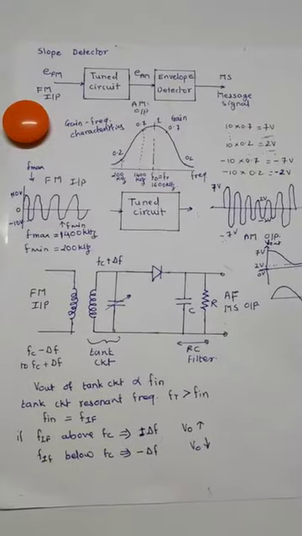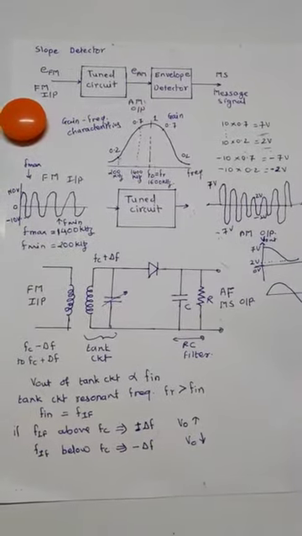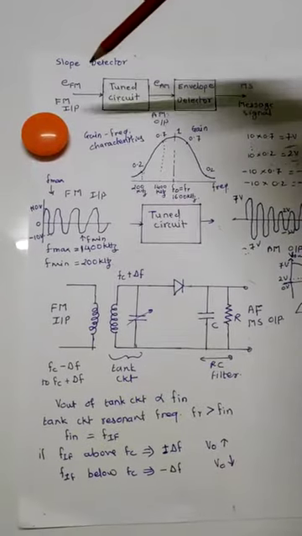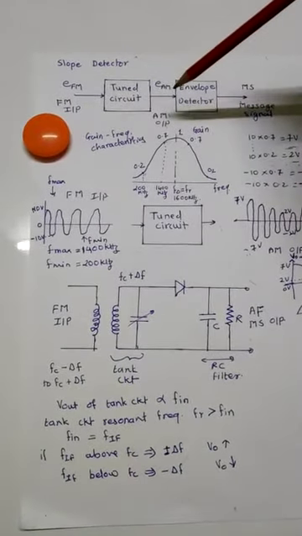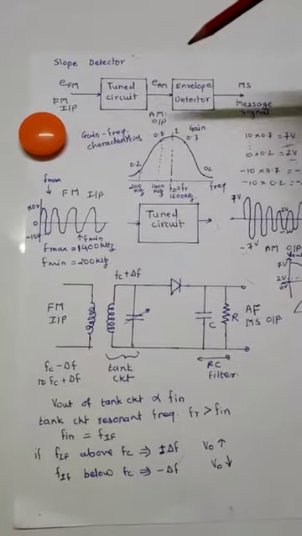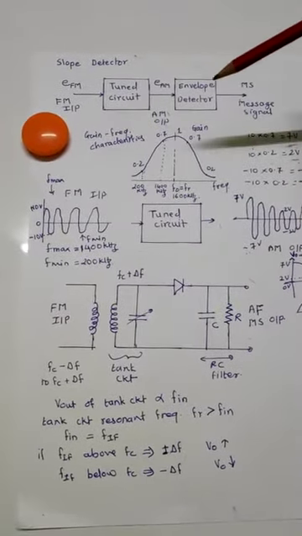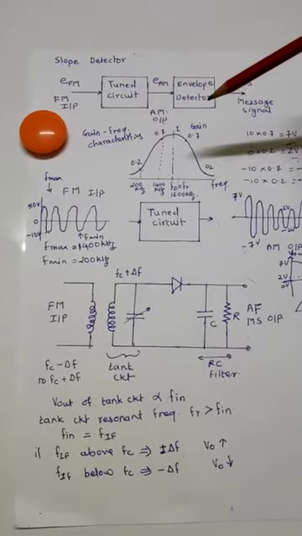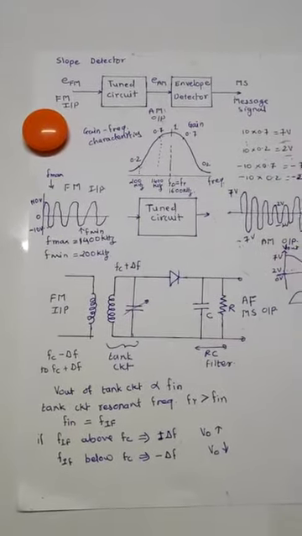Basically the FM detection takes place in two steps. In the first step, frequency variations get converted into amplitude variations using the tank circuit, and then amplitude variations get converted into a message signal by using the envelope detector. The envelope detector is nothing but the AM detector.